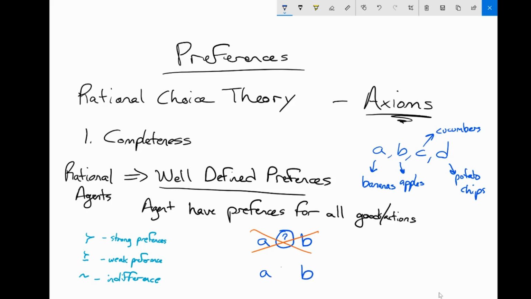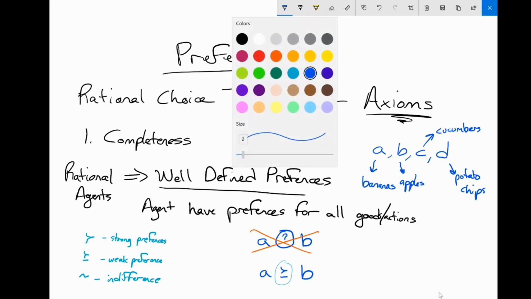So maybe they weakly prefer A to B. What do we mean by weakly prefer? That just means they either prefer or are indifferent between A and B. But they know that they either prefer or are indifferent between A and B. Then they have these relationships. Rational agents know their preference between any pair of goods. So a rational agent will know their preference between any pair of goods.